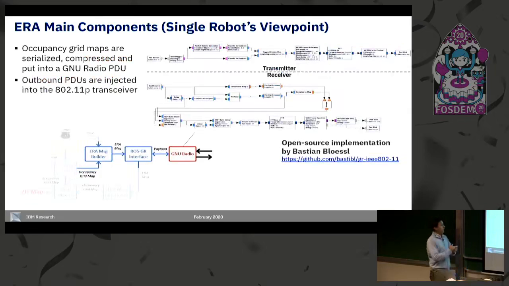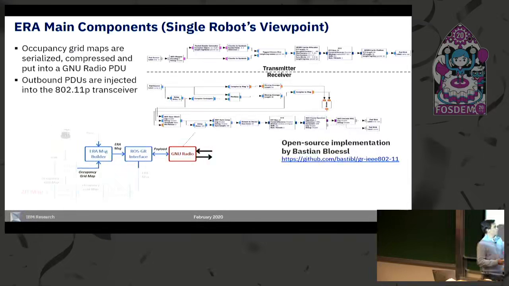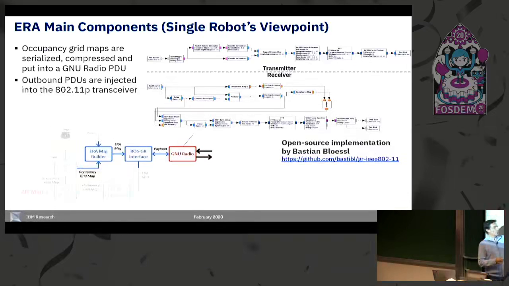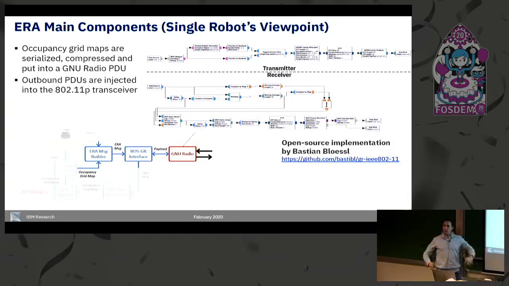Then we take that and we pack it, we serialize it, and we inject it into our GNU radio transceiver, which, by the way, is an open source implementation by Bastian Broesel. I think 99% of you know Bastian very well. So we took Bastian's implementation of the 802.11p transceiver, and we integrated that into ERA. So this is where we are using GNU radio. And it is interesting to mention that we have two disparate worlds coexisting here, GNU radio and ROS Gazebo, right? So we had to build a ROS GNU radio interface to allow these two worlds to coexist. I think that was something pretty interesting.